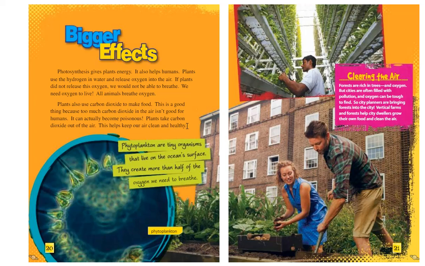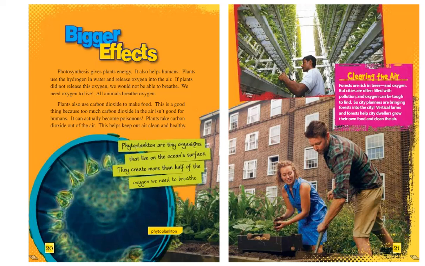So it's kind of like we and plants trade those gases back and forth. We give them carbon dioxide, they give us oxygen, and the cycle goes back and forth. So very important that we and the plants help each other out.